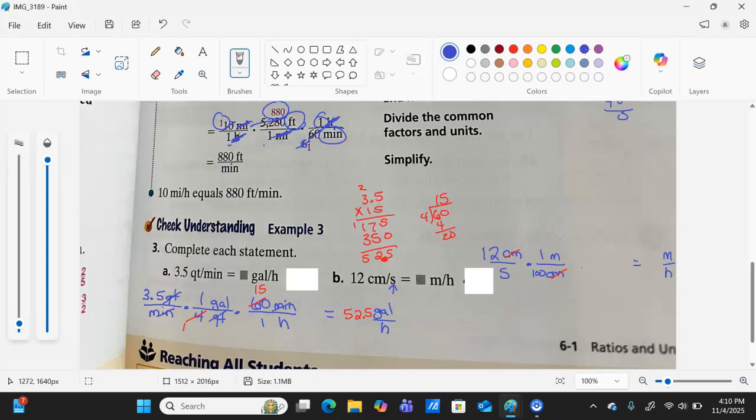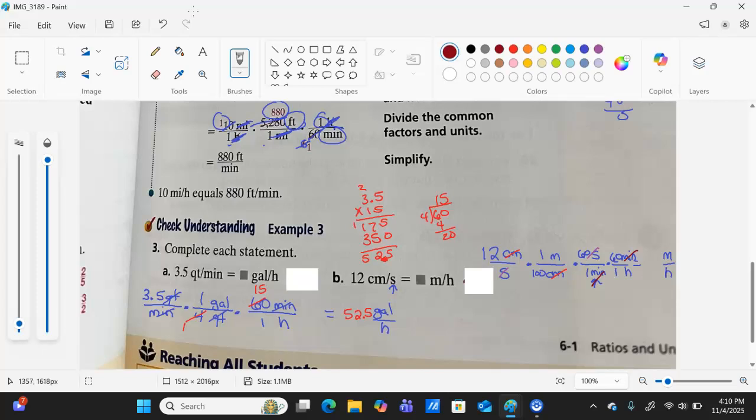And then seconds per hour. Okay, so from seconds, I can go to minutes. There's 60 seconds in 1 minute, so seconds is gone. But I want hours, so I'm not quite done. I've got to do one more jump. Minutes is down here. It's got to go up here to cancel. There's 60 minutes in 1 hour. So now minutes is gone. Now let's look at what we have.